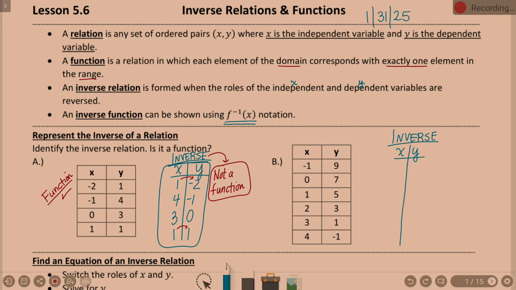What's the inverse? 9, -1. Okay, we're going to start with 9, -1. 7, 0. 5, 1. 3, 2. 1, 3. -1, 4. Okay, to get our inverse, it's just taking the x and y and switching them.